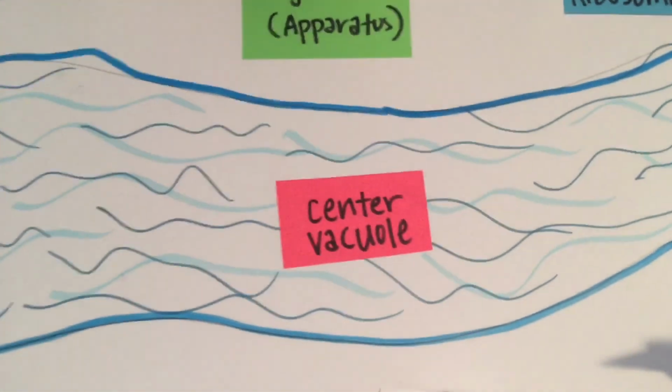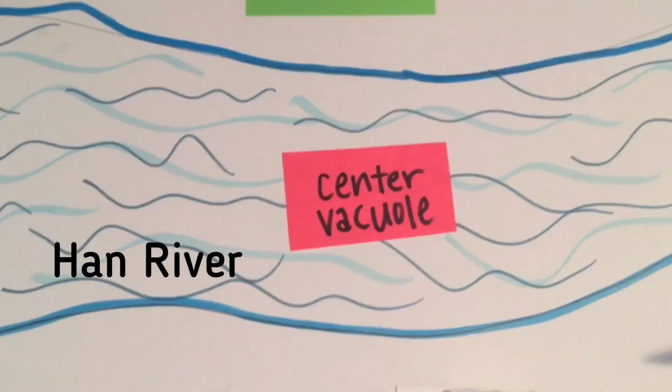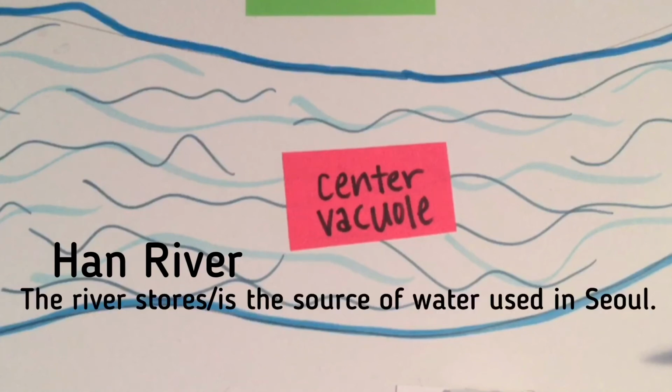The Han River would be the central vacuole of the city. The central vacuole is what stores the water in a plant cell. The Han River also stores water that people in Seoul use to drink. When drinking water is needed, it's taken from the Han River, filtered, and distributed to the public. This is what the central vacuole does with water for the plant cell.